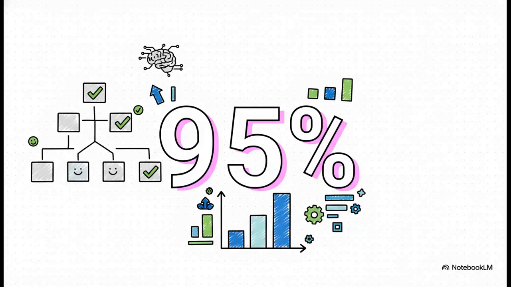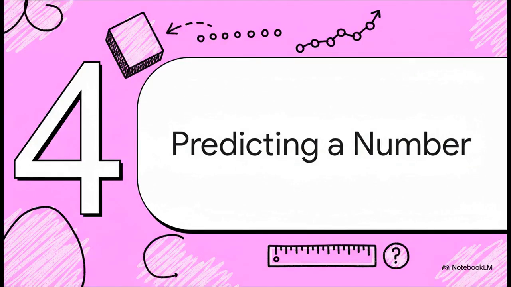So, how well did it do? Well, after building and refining this tree, the model achieved an accuracy of about 95% on new data that it had never seen before. That is a pretty powerful demonstration of how effective this method can be in the real world. So far, we've been classifying things into categories, yes or no, benign or malignant.